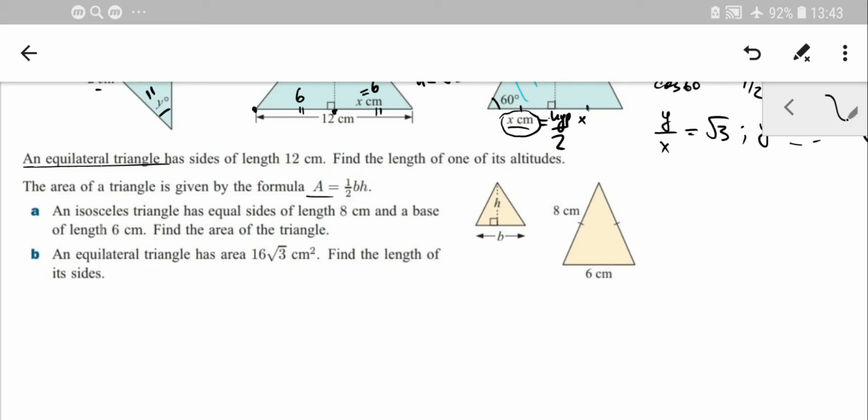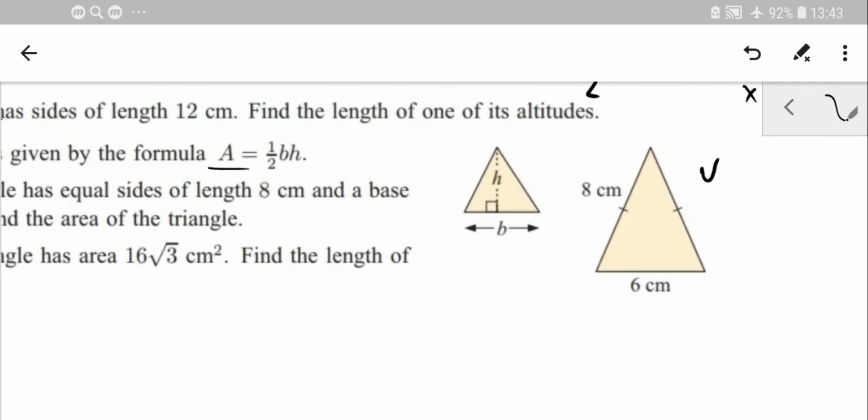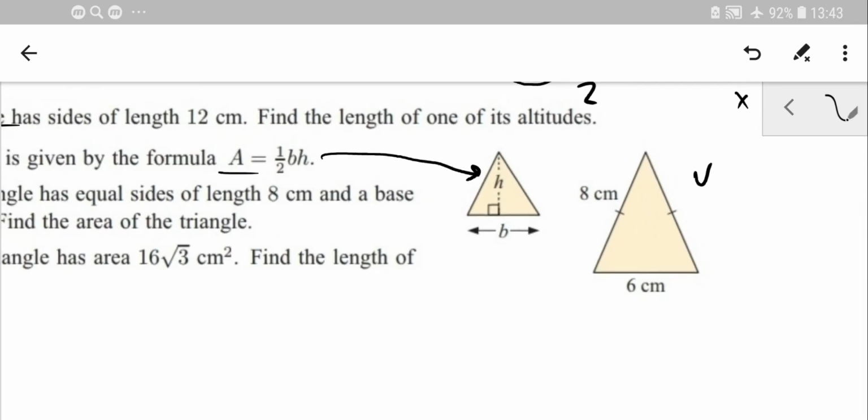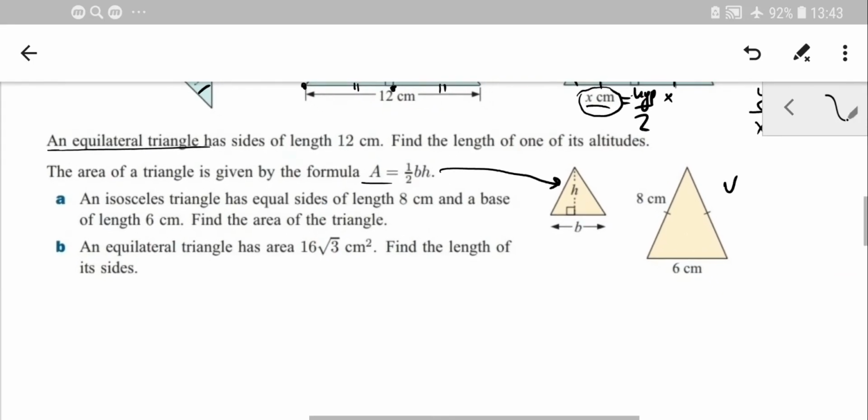And we also have the following. An isosceles triangle has equal sides of length 8 and a base of 6. Find the area of the triangle. Okay. So this is the general idea about how we calculate the area of a triangle. We have height h, this vertical line segment, and b is the base. In order to calculate the area, we apply this formula. Okay, let's find the area.